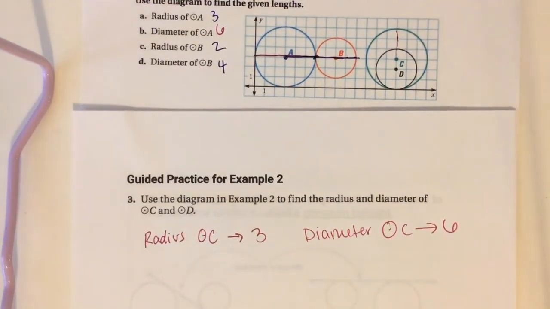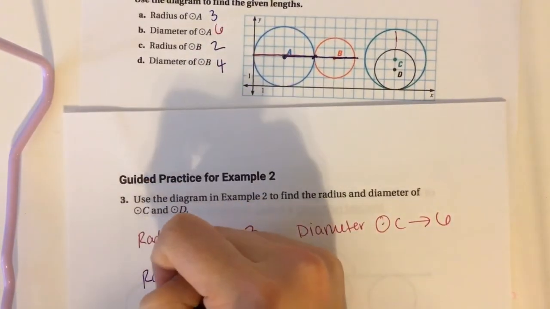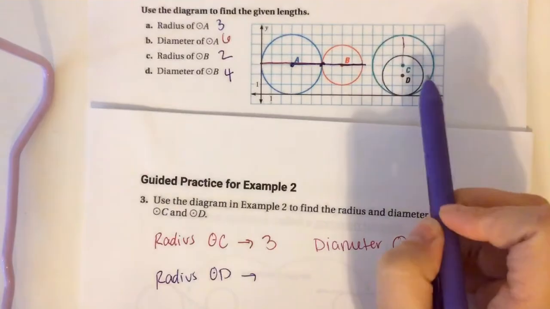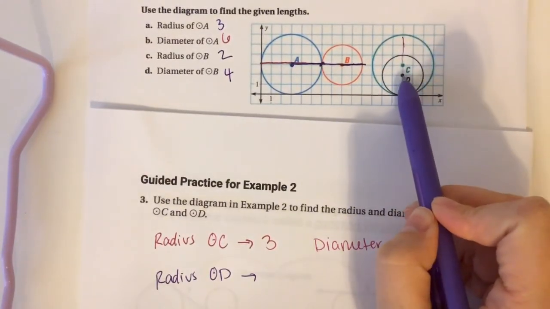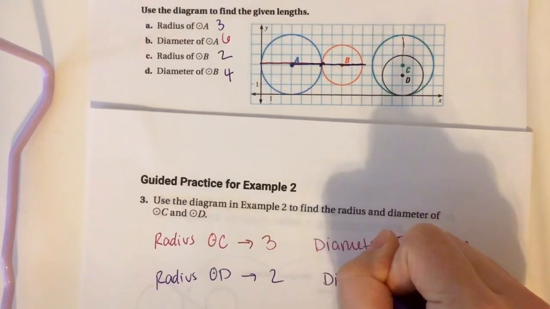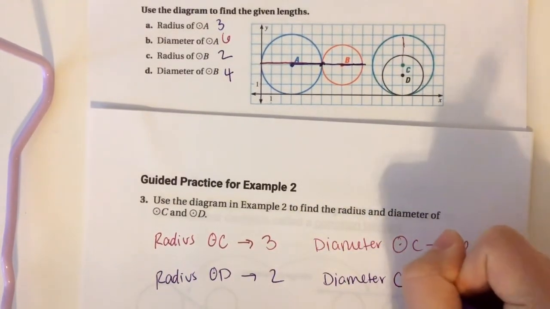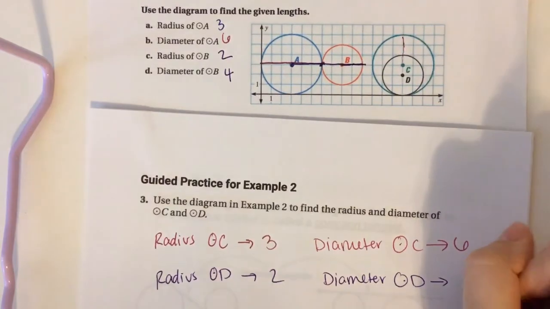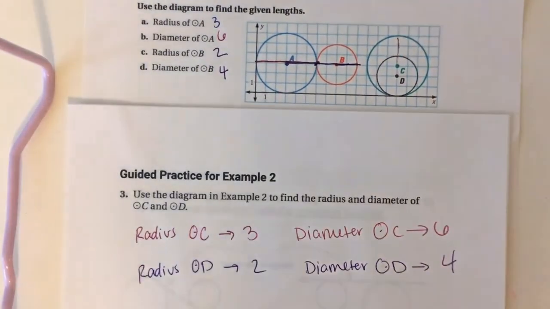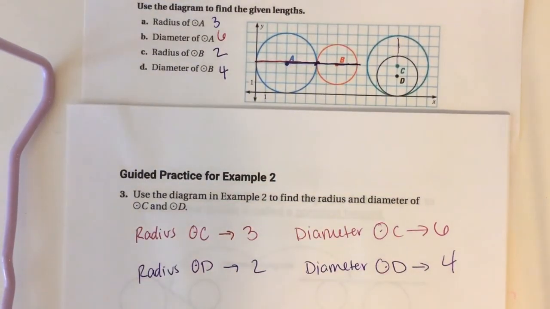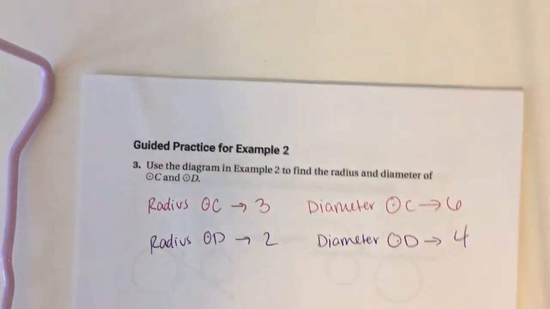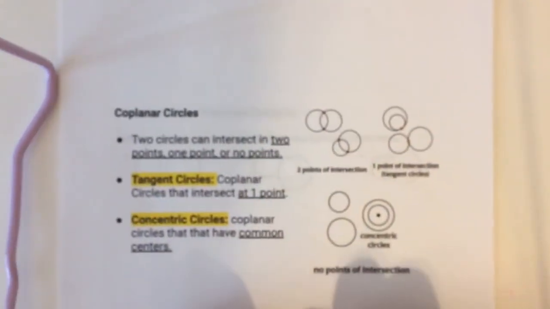And then moving on to circle D, the radius of circle D, well, that's the smaller black circle here, so it's going to be 2, and our diameter of circle D is going to be 4. And again, that's just kind of knowing the radius is half the diameter, the diameter is double the radius, and you can get pretty far with that. So then we're going to keep moving forward. A lot of that should have been review.